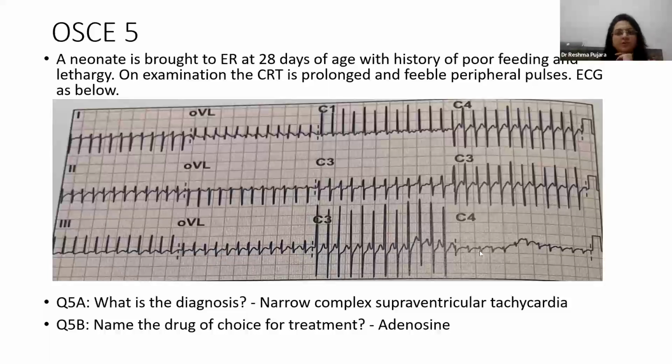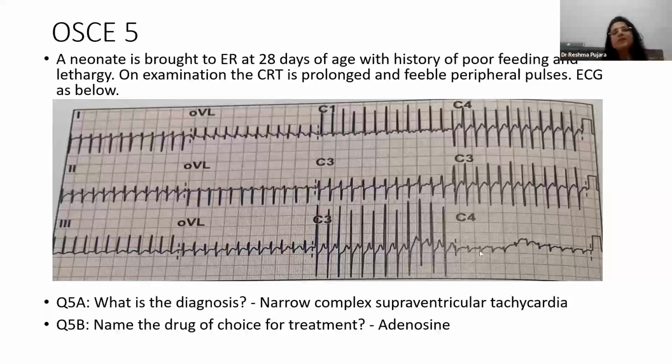How much adenosine would you like to give? 0.1 mg per kg, correct. And how will you give it? Is there any specific thing you need to follow? Rapid, correct, with flush, okay. How much flush would you give? Two-way flush, correct. Very good.